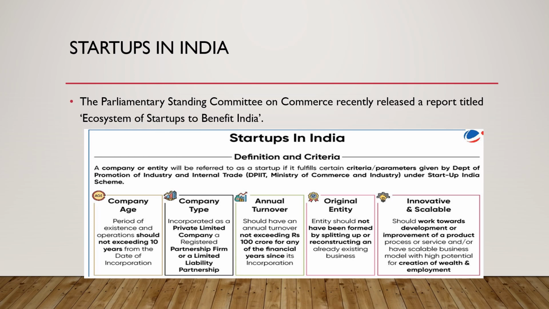Its age, period of existence, should not exceed 10 years. About company type, it should be incorporated as a private limited company, a registered partnership firm, or a limited liability partnership. It should have an annual turnover not exceeding rupees 100 crore for any financial year since its incorporation. The original entity should not have been formed by splitting up or reconstructing an already existing business. Then we have innovative and scalable: it should work towards development or improvement of products, processes or services, and or have a scalable business model with high potential for creation of wealth and employment. These are the criteria for a company being a startup.